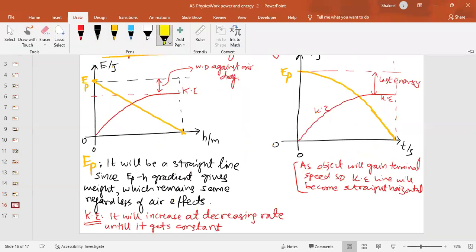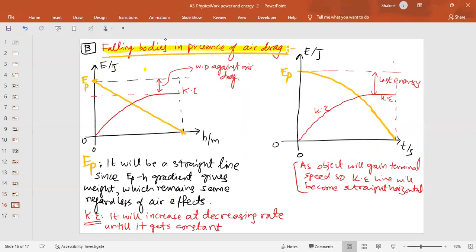Well, the next thing is falling bodies in presence of air drag. The same thing as previous, but air is there. So again, I've plotted the same graphs. The first is energy versus height, and the second is energy versus time. In energy versus height, the GPE line would be a straight line, since the potential energy height gradient gives weight, which remains the same regardless of air effects.